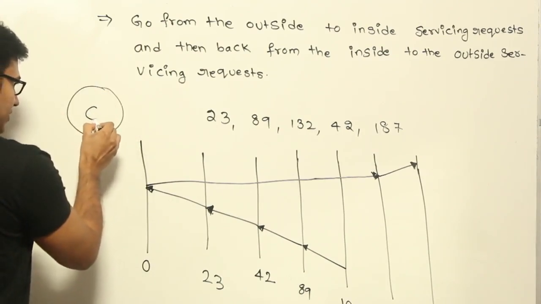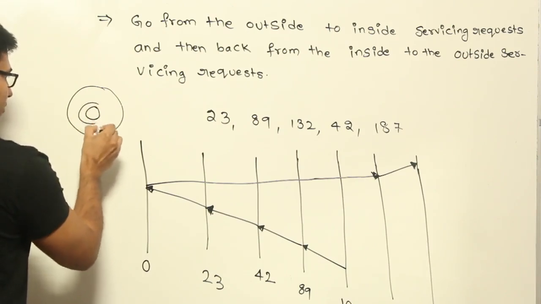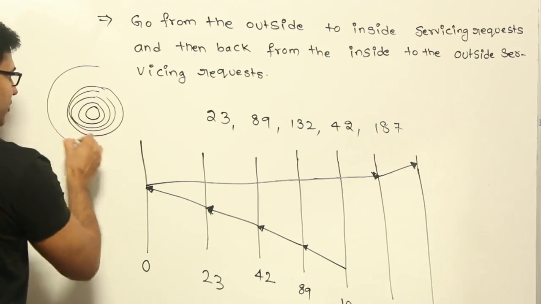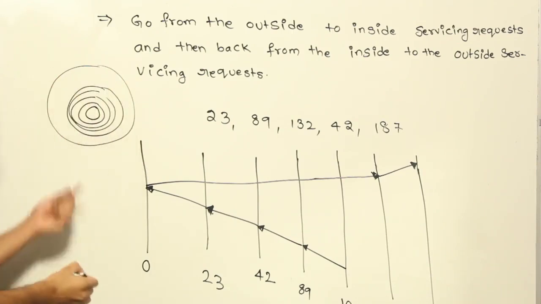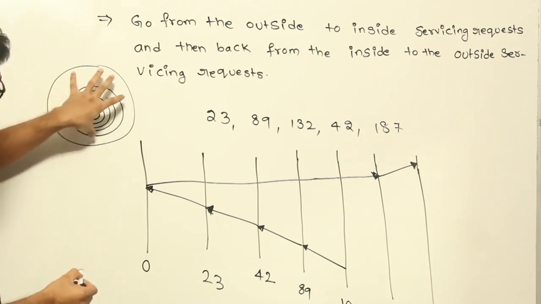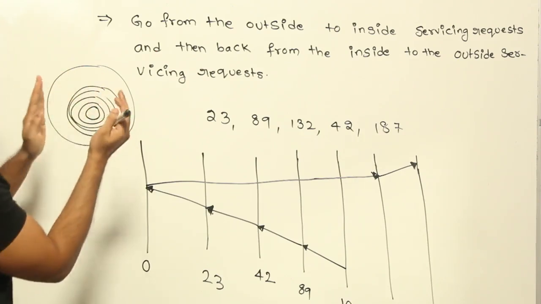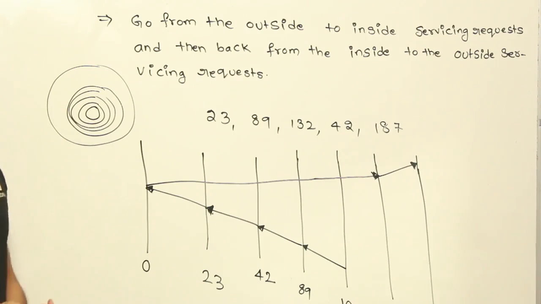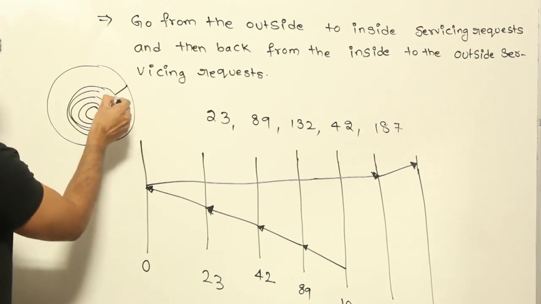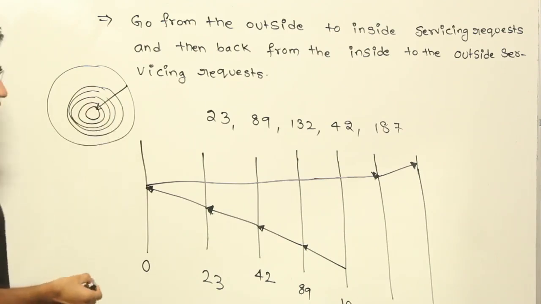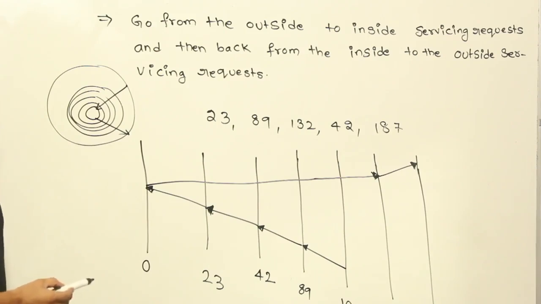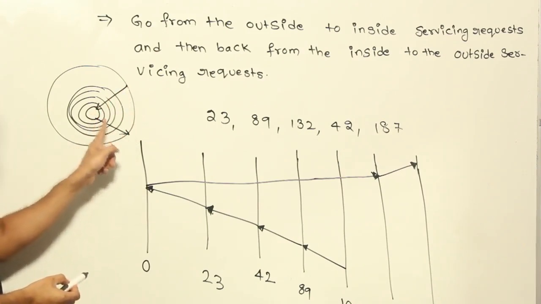Let us say this is cylinder number 0, this is cylinder number 1, this is cylinder number 2, this is cylinder number 3, and so on, this is cylinder number 100. Got it? On a disk, this is how the cylinders will look. They are nothing but the tracks, right? Now if we have disks one upon the other, all the tracks put together will form a cylinder. From outside to inside means from 100 you are going to move in towards 0, and from inside to outside means from 0 you are again going to move outside. That is the meaning of it. Outside to inside first, and then inside to outside.